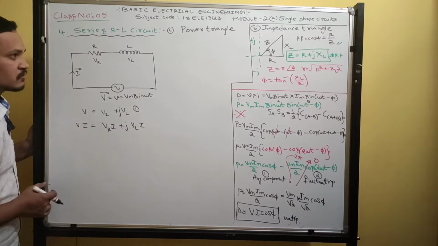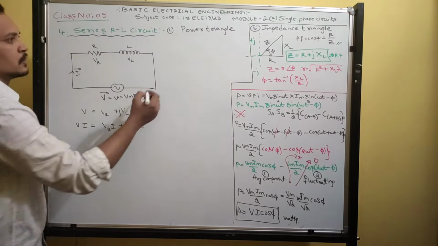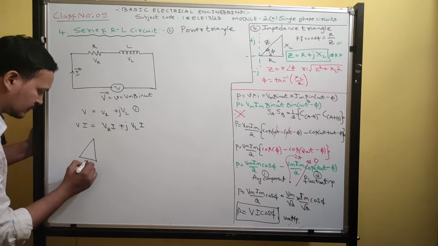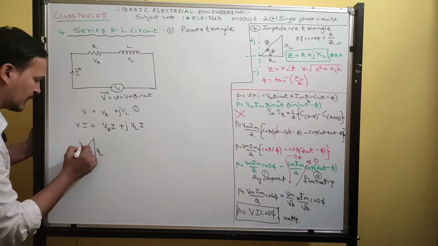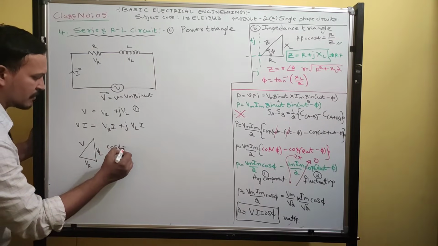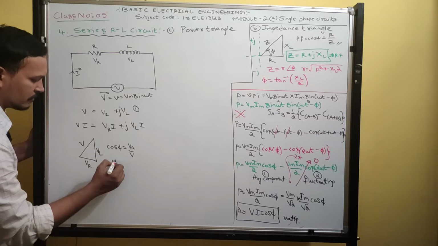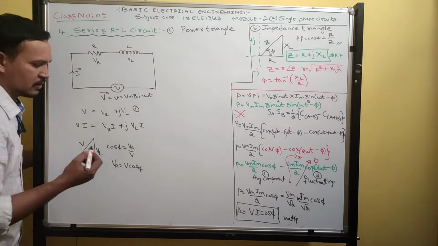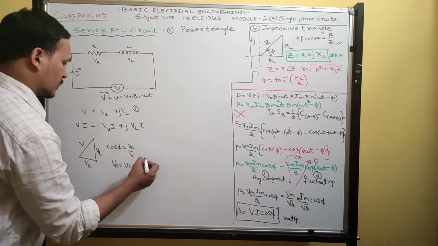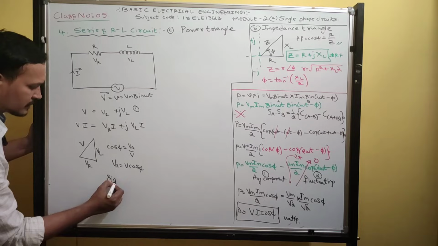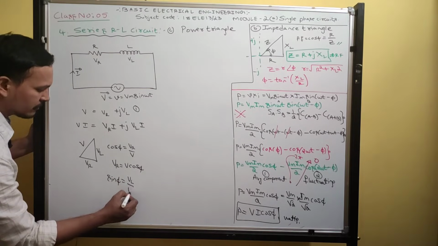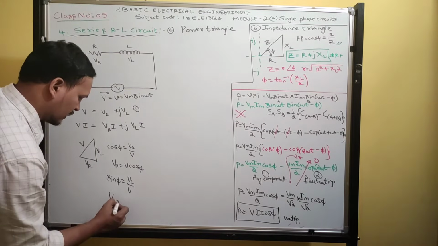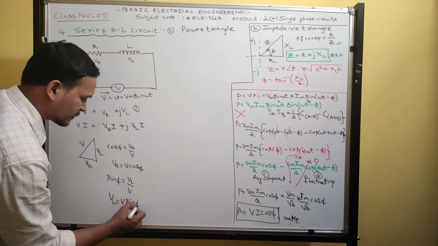See now, from the voltage triangle, look here, I will write here itself. From the voltage triangle, this is VR, this is VL and this is V. Apply the cos phi formula. What is cos phi? VR by V. So I can write VR is equal to V cos phi. Then similarly, the sin phi relation. What is sin phi? VL by V, opposite by hypotenuse. Opposite is VL, hypotenuse is V. Therefore, I can write VL is V times sin phi.